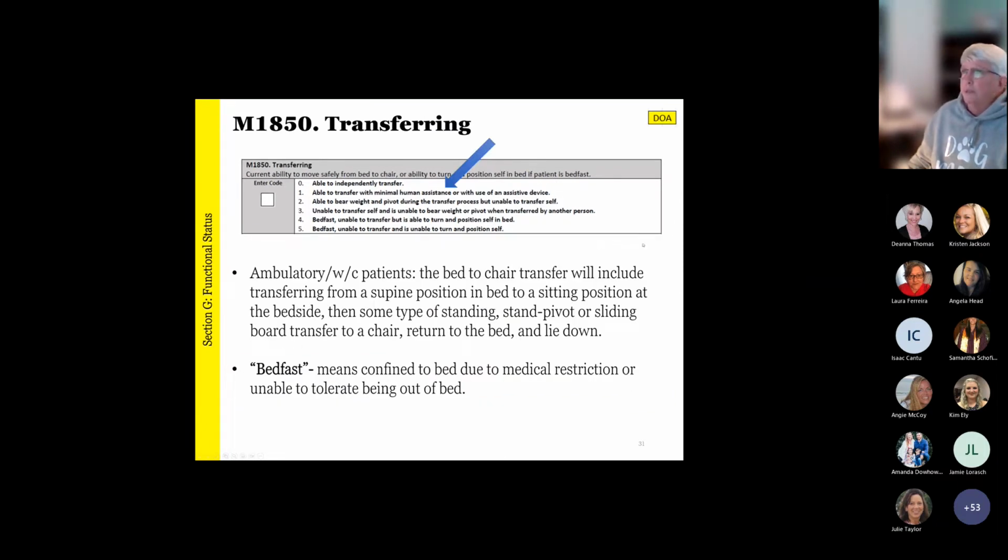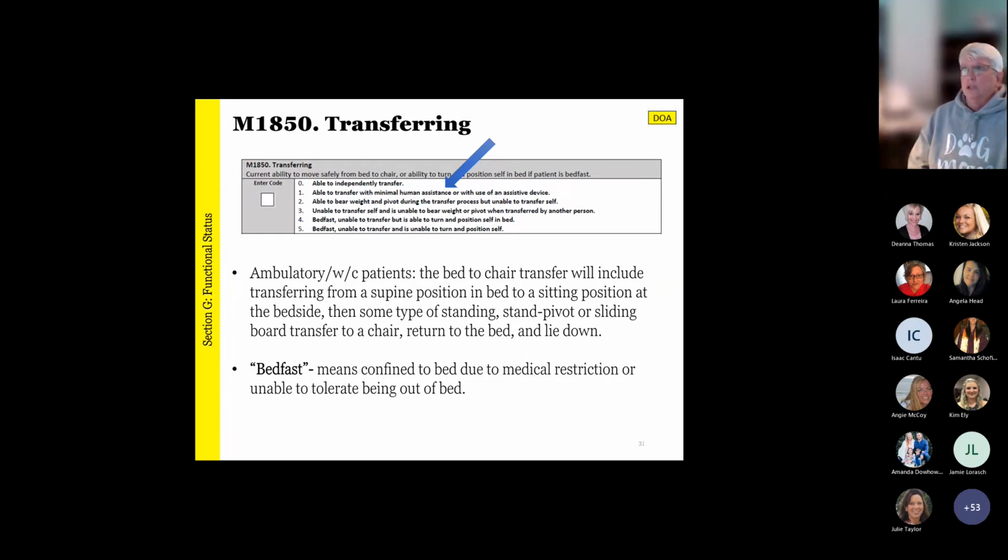M1850, you're transferring. That's score 1. Able to transfer with minimal human assistance or with the use of an assistive device. Which means if you need minimal human assistance and an assistive device, you cannot be score 1. Or if you need more than minimal human assistance, I'm sorry, you cannot be a score 1 either.